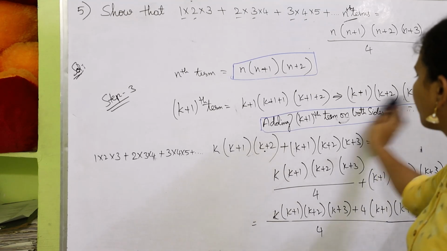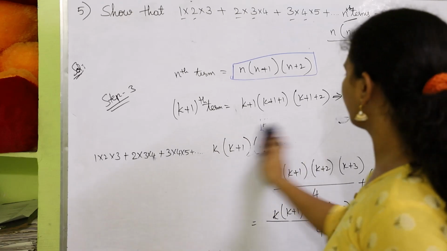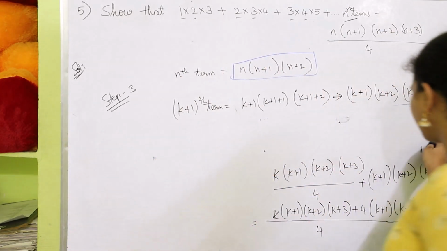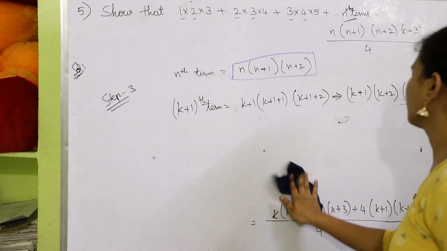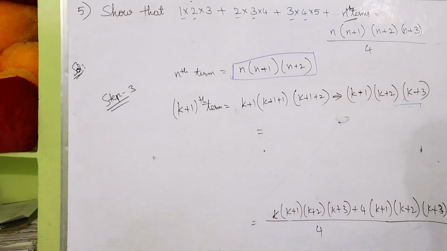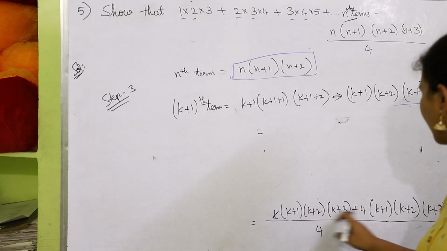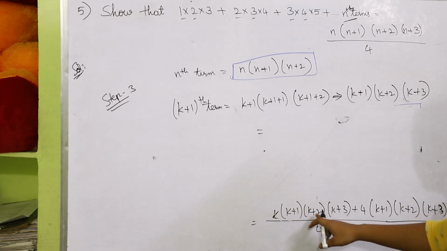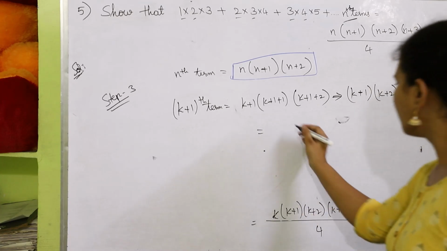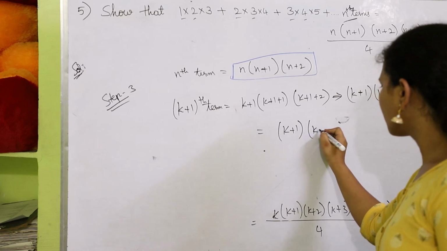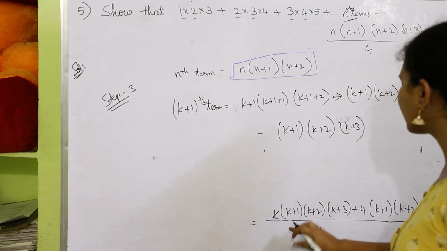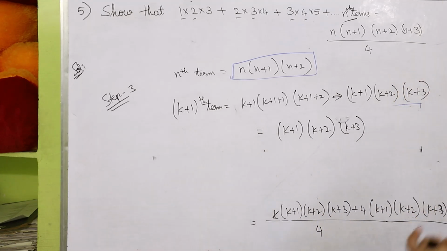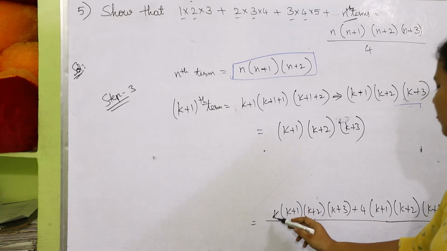So now what do you do? Instead of this step, you just write it out. This is equal to, so guys, if you look here, k plus 1 is common, k plus 2 is common, k plus 3 is common, okay? Here you have k and here you have plus 4, right? So you take k plus 1, k plus 2, k plus 3 as the common things. Here I have taken k plus 1, k plus 2, k plus 3 as common, okay? And here I have k, and here I have plus 4.